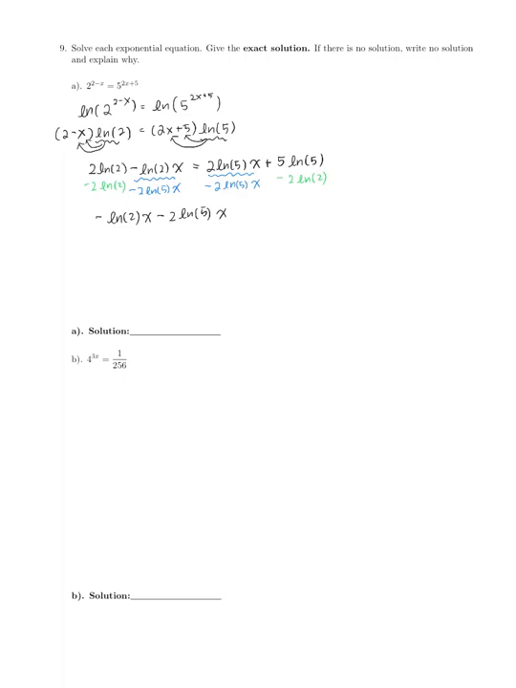Okay, so then what we're gonna get here is what? 5 ln of 5 and then minus 2 ln of 2. Okay, so now notice that we can factor the x out. So here you're gonna have minus ln of 2 minus 2 ln of 5 times the x equals 5 ln of 5 minus 2 ln of 2. Okay, now I think we're good to go.